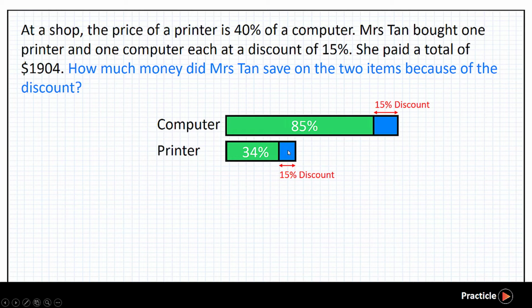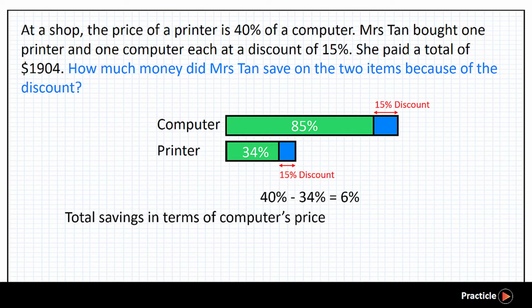But what about the printer? We know that the price of the printer is 40% of the price of the computer, correct? And earlier on, we found that Mrs. Tan paid how much? 34% of the price in terms of the computer. So far so good? So this tells us that the amount of discount that she enjoyed for the printer in terms of the computer's price must be 40 minus 34, 6%. Following so far? And knowing this helps us to find the total savings in terms of the computer's price.